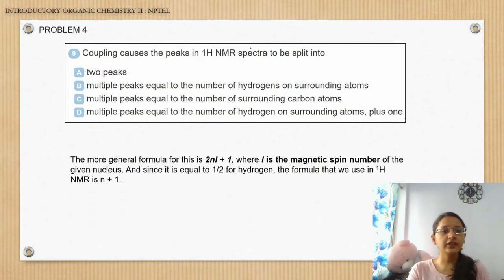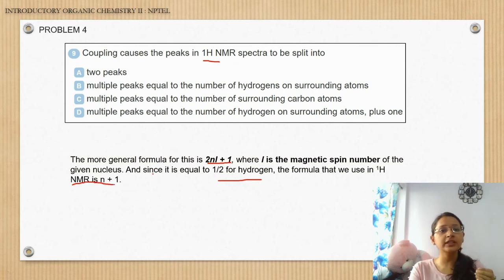So here we first have to know that there is a general formula that we use while calculating the multiplicity, or the peaks arising in the 1H NMR spectra. The formula is 2nI plus 1, where I is the magnetic spin number of the given nucleus. Here we are talking about hydrogens, so it is cut short to n plus 1. How? Here I is equal to half for the hydrogen atom. In the case of hydrogen, the nuclear spin is half, a fractional nuclear spin. So the formula we use in NMR is n plus 1.